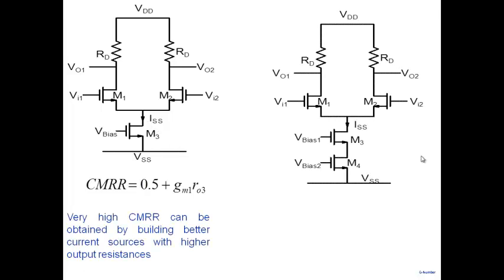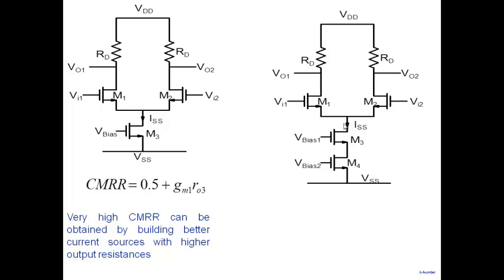But still it's not too large, because the GM of an NMOS is not as large as the GM of a bipolar. So you don't get very high CMRR. All that you'll get is maybe 100 or 200. If you want a better value of CMRR, then what you need to do is build a better current source. One way of doing that is you stack 2 transistors here. You add one more transistor here.